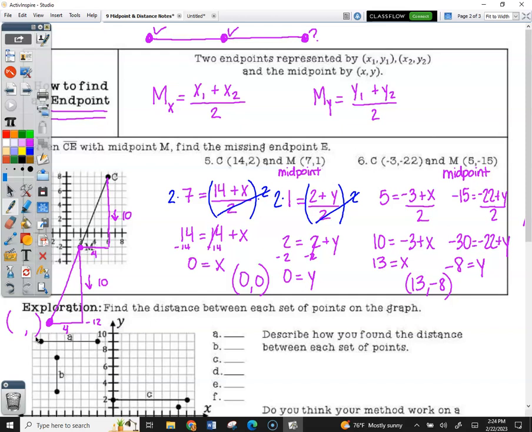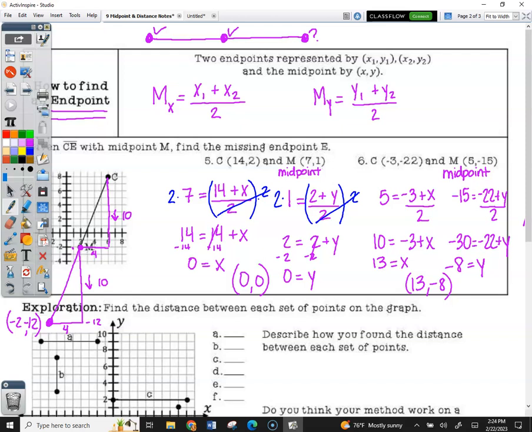All right, and if I'm at negative 2. So that's one way to get the other endpoint, and it's by creating those triangles that match the same distance apart. Okay?